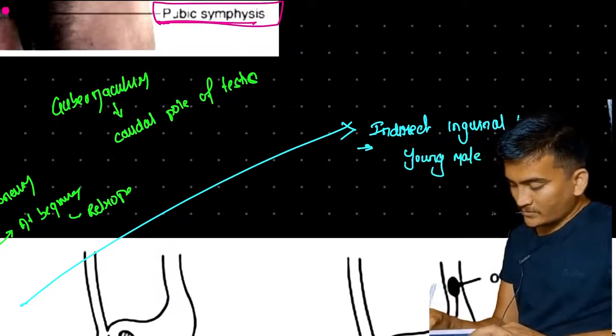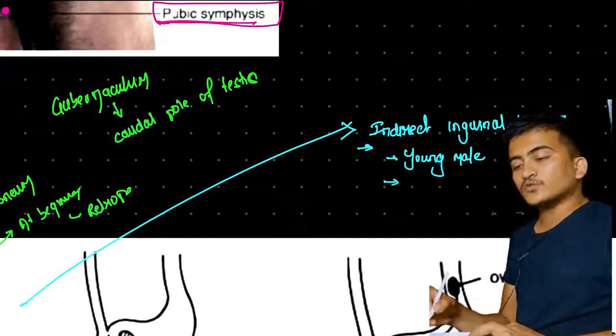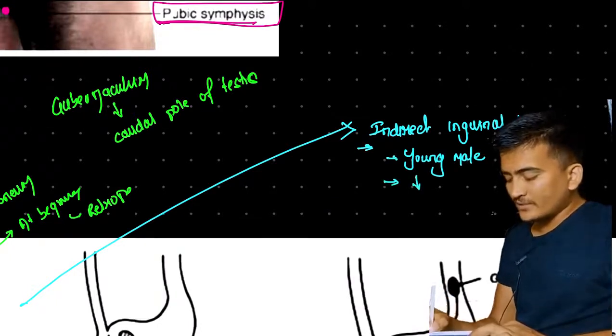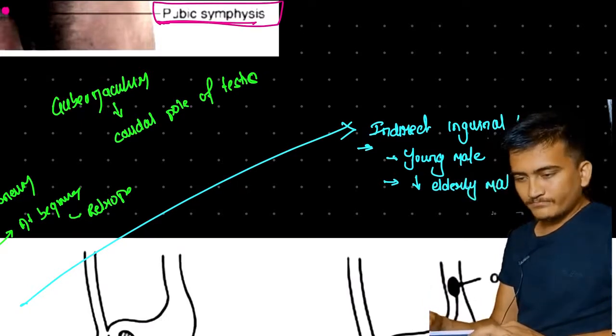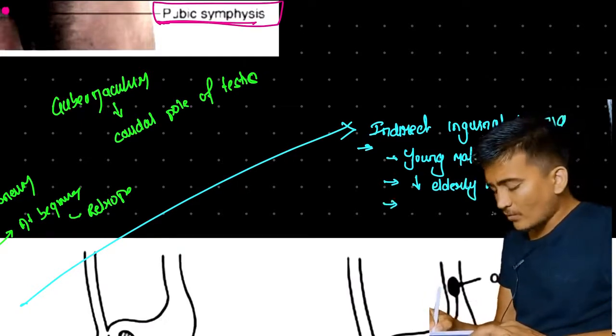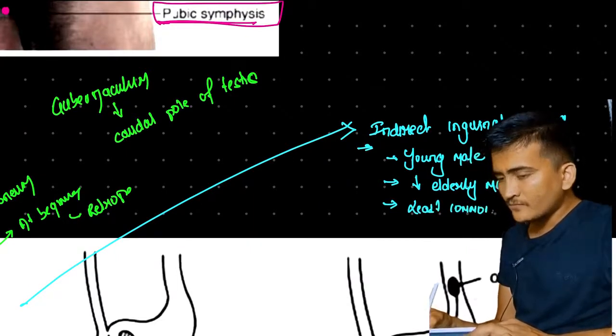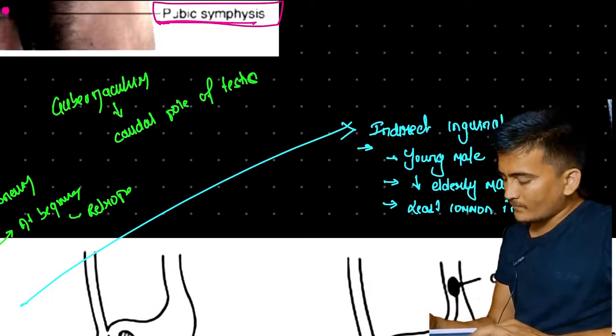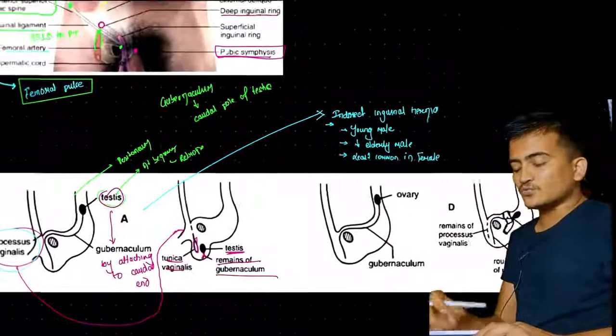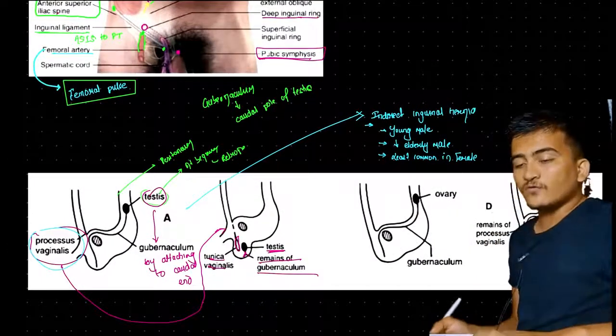Okay, now this indirect inguinal hernia is more common in young males. It is less common in elderly males, and it is least common in females.